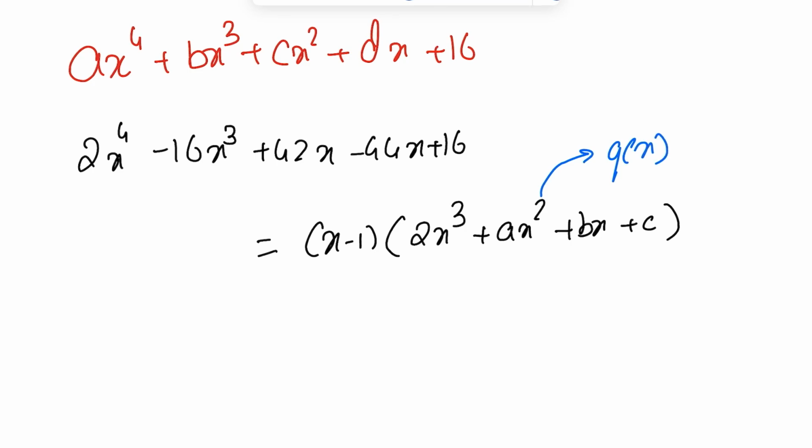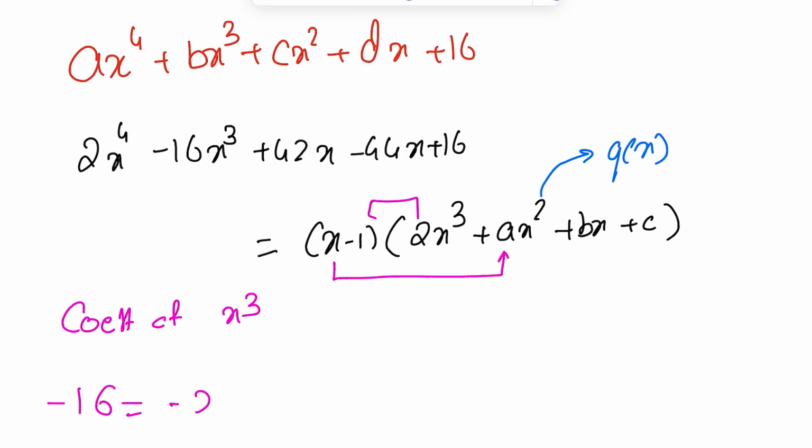Now what am I going to do? Comparing the coefficients of x cube. So negative 16 equals, how can I get x cube? x times x square minus 2 times 1. So negative 2 plus a. So a equals negative 14.